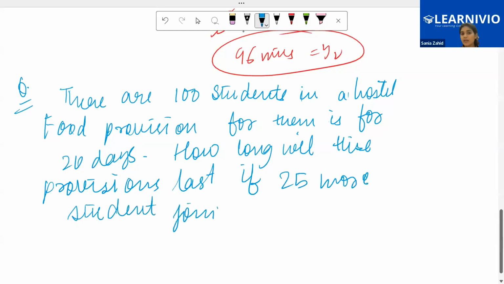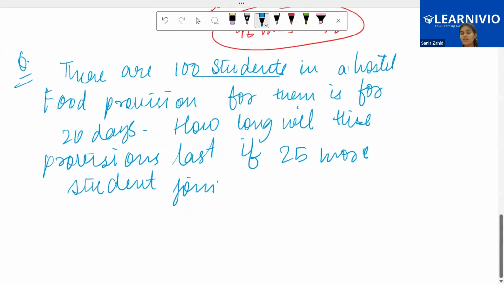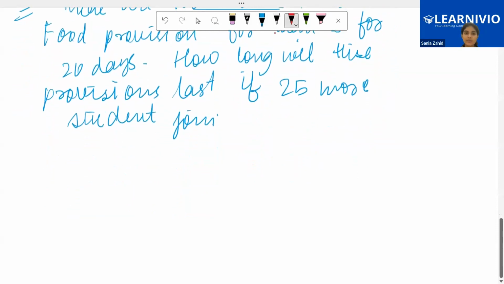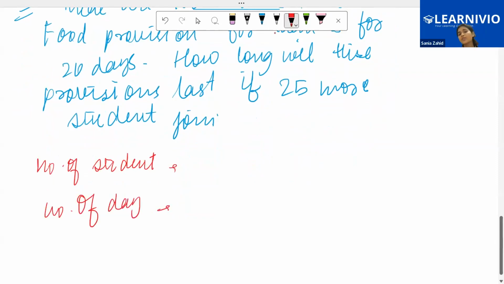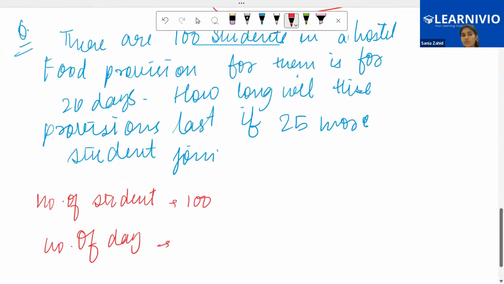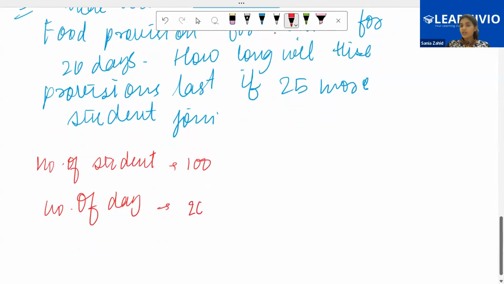Okay, now again we have two values. First of all, there is the number of students and then there is the number of days the provision lasts. So here I'll write number of students. Then I have number of days that provision lasts. Initially there were 100 students, and the food present will last only for 20 days for 100 students.